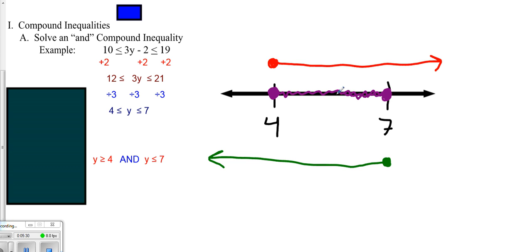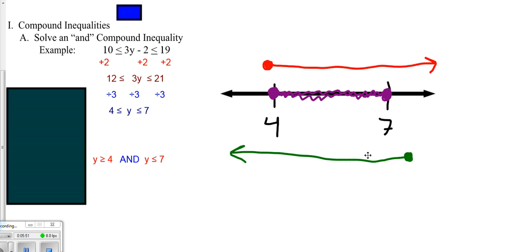So your graph should look something like this. It's the purple line here. It's filled in at 4, filled in at 7, everything in between. Notice it's not anything less than 4, it's not anything greater than 7. Even though this red line had things bigger than 7, this green line had things less than 4, we only wanted things where both were true because it said and. And means both have to be true, so we use this purple line on our number line here to show that this is the area we want.